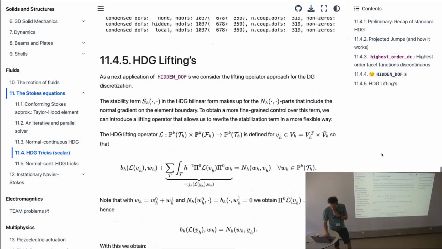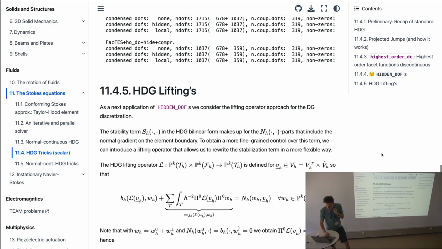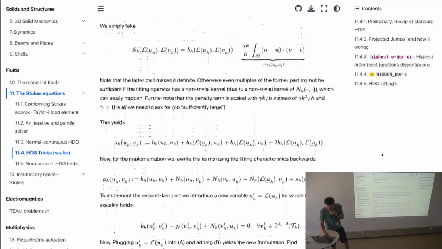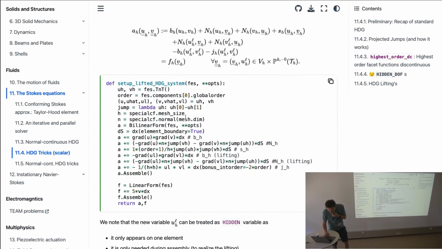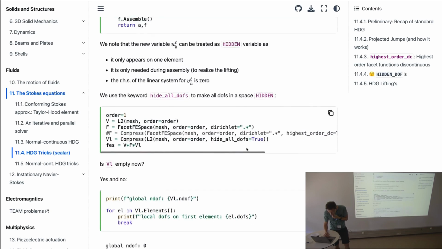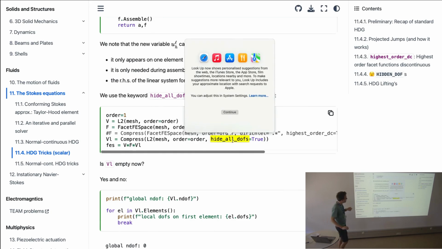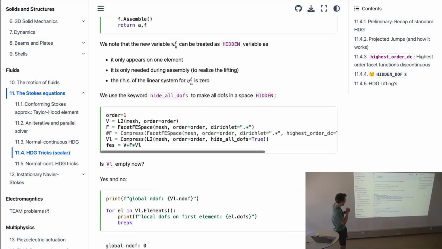So there are different other cases where you might need hidden DOFs. Here's an example based on lifting formulations of DG, or in this case hybrid DG formulations. You can read it up if you're interested. It also uses the hidden DOFs, where the interesting part might just be that your space gets this flag hide all DOFs, so that you can completely set a whole space as being just an auxiliary local space.